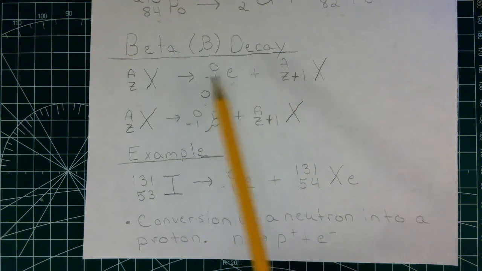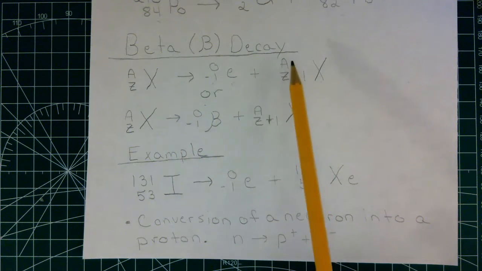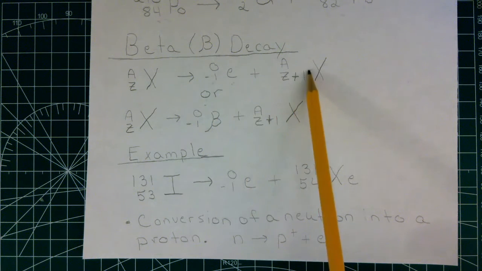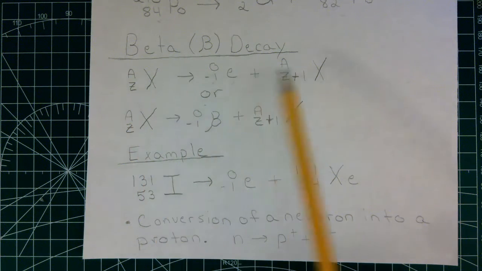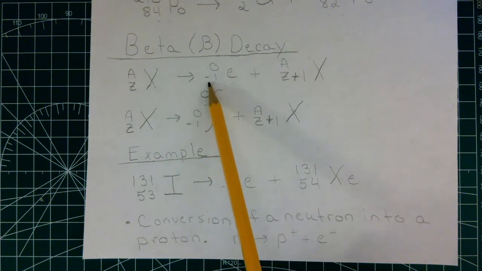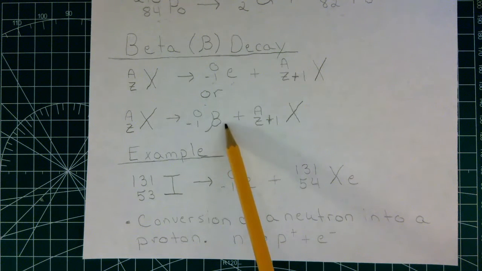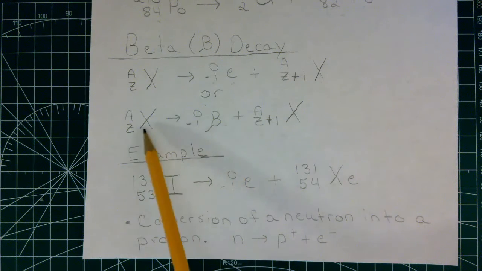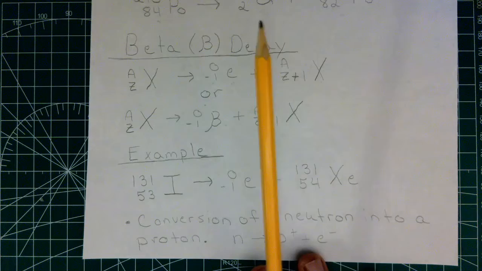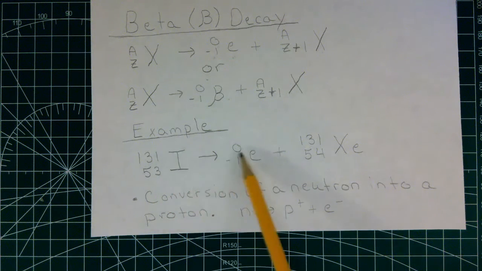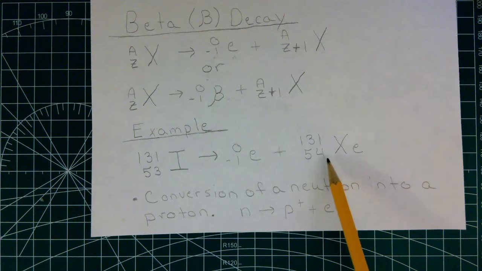If you're wondering how this works out, what needs to happen here is we need to have balance between A and Z. So this value here plus this value here needs to be equal to this value here. So if we have Z plus 1, we subtract 1 away from it, we get back to Z. We can also write this particle using a Greek letter beta, and the same thing follows through. If we look at an example down here, we have iodine-131. It releases a beta particle and leaves behind xenon-131, a stable nuclide.